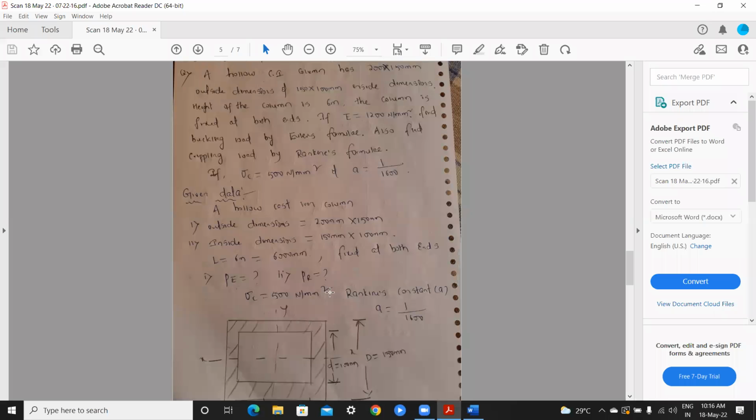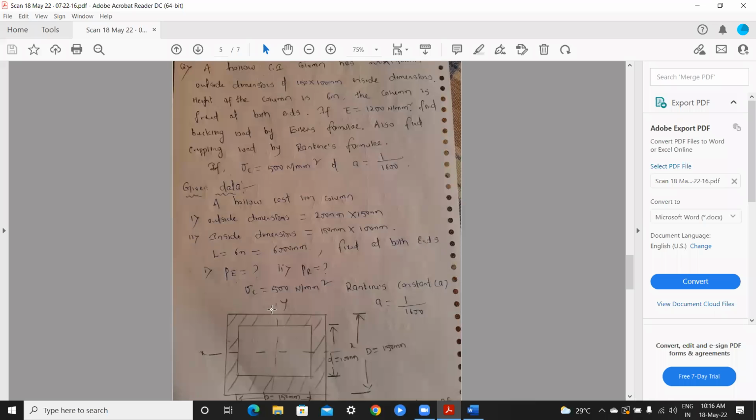The column is fixed at both ends. If E is equal to 1200 Newton per mm square, find buckling load by Euler's formula. Also find crippling load by Rankine's formula. So if stress is equal to 500 Newton per mm square and A is equal to 1 by 1600, this will become a constant value.